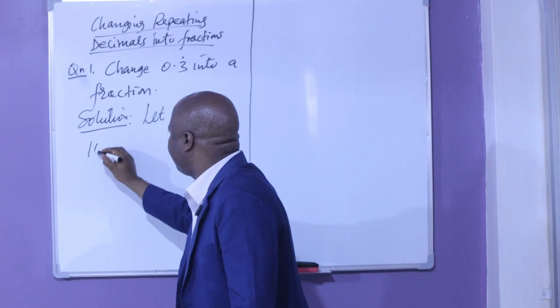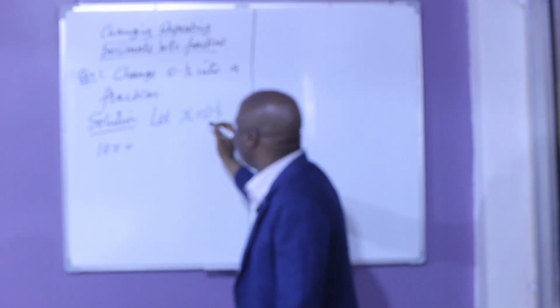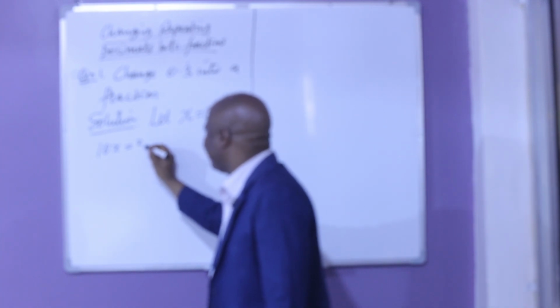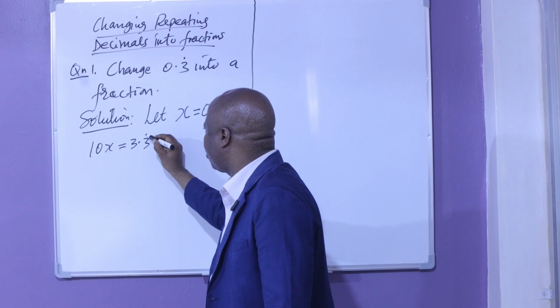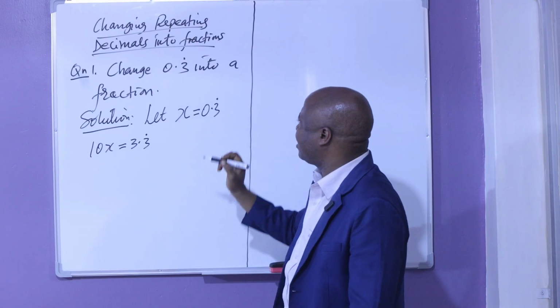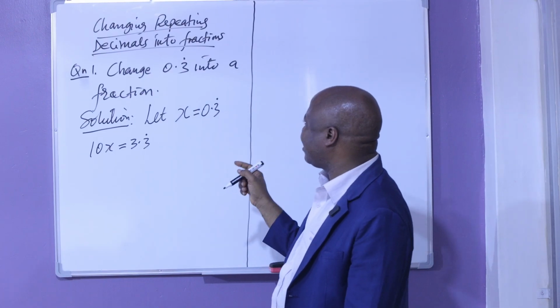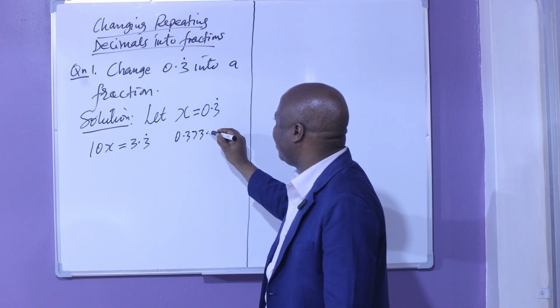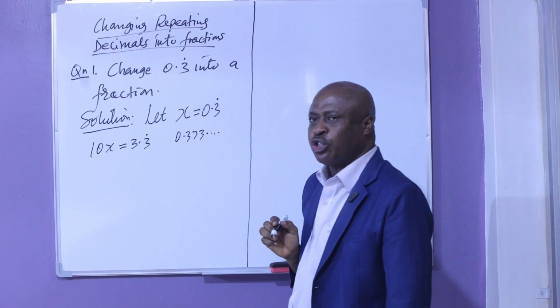x times 10, I'm getting my 10x. So 10x will be equal to, multiplying this side also by 10, 3.3 dot. Why am I saying 3.3 dot? It's because 0.3 dot is the same as 0.333 with some continuation.